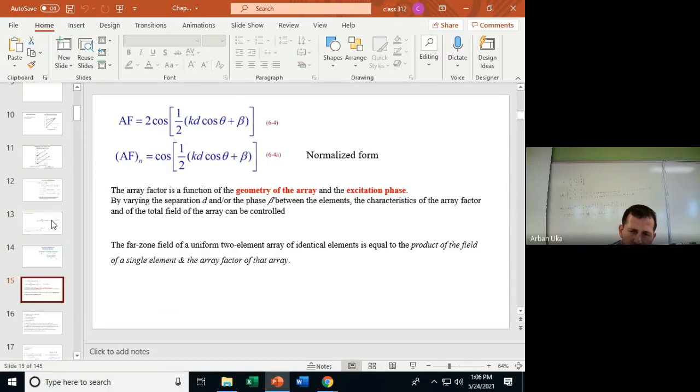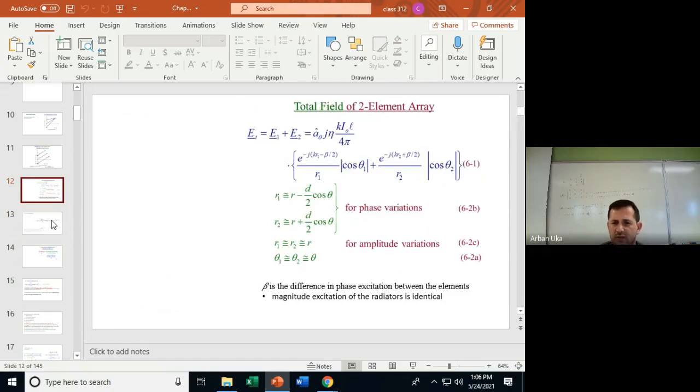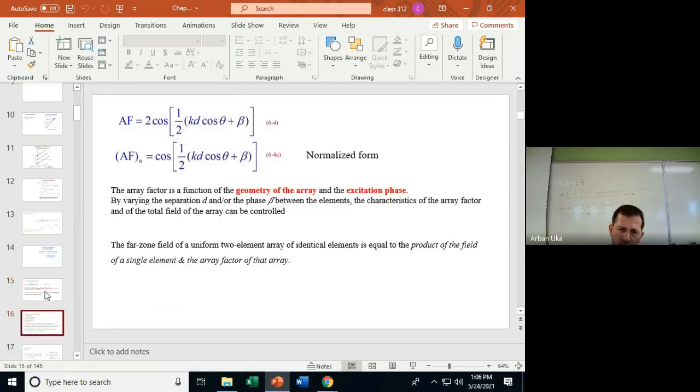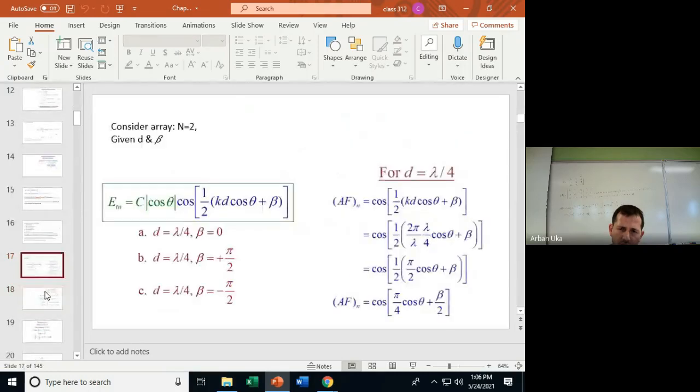Then, if we add the field vectors which come from these expressions, shown here in equation 6.1, we come up with two major factors. One is the element factor, which carries the magnitudes of the fields. The second is the array factor, which covers most of the angular distribution. We started with two components and then moved further with more components. The array factor is described in this form: kd cosine theta plus beta.